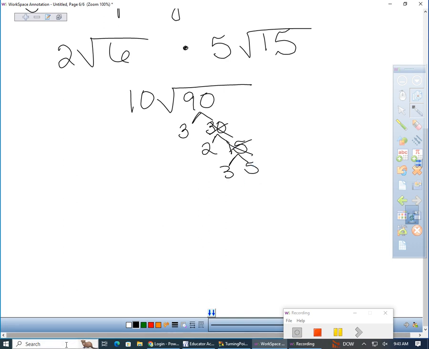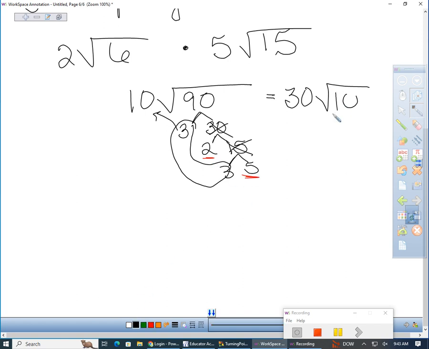Do we have a group of friends up there? 3 and 3 right here, right? Group of 3s. They're going to come out and join the 10, which means we're going to do what? Good. We have 30 on the outside. Left at home, 2 and 5. And what are we going to do with those? Good. Multiply them so we get 10.